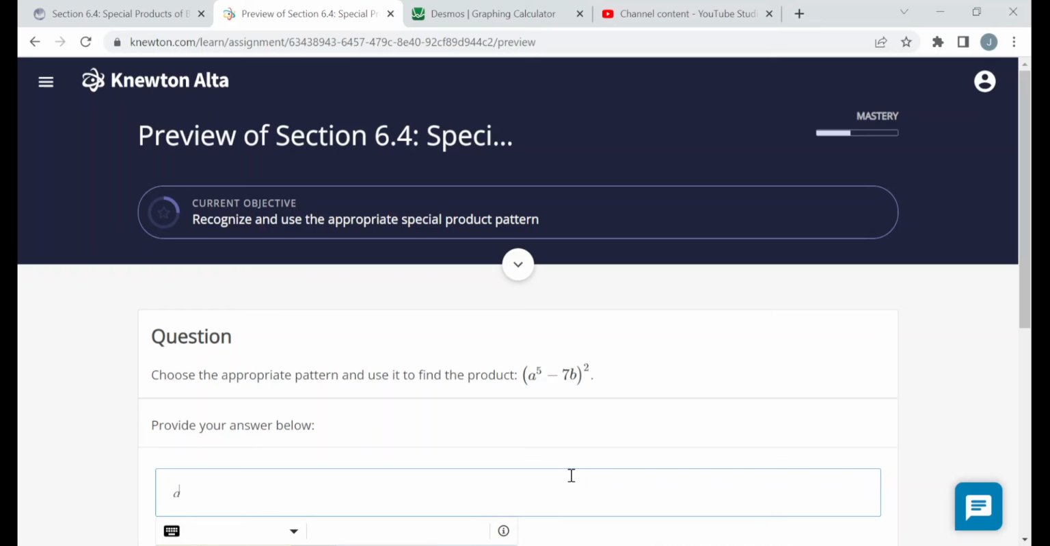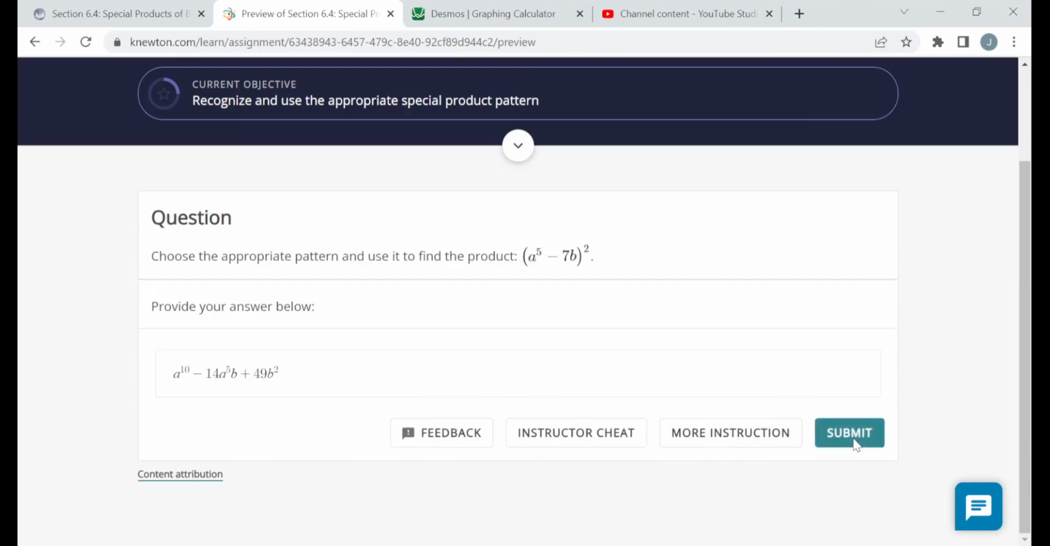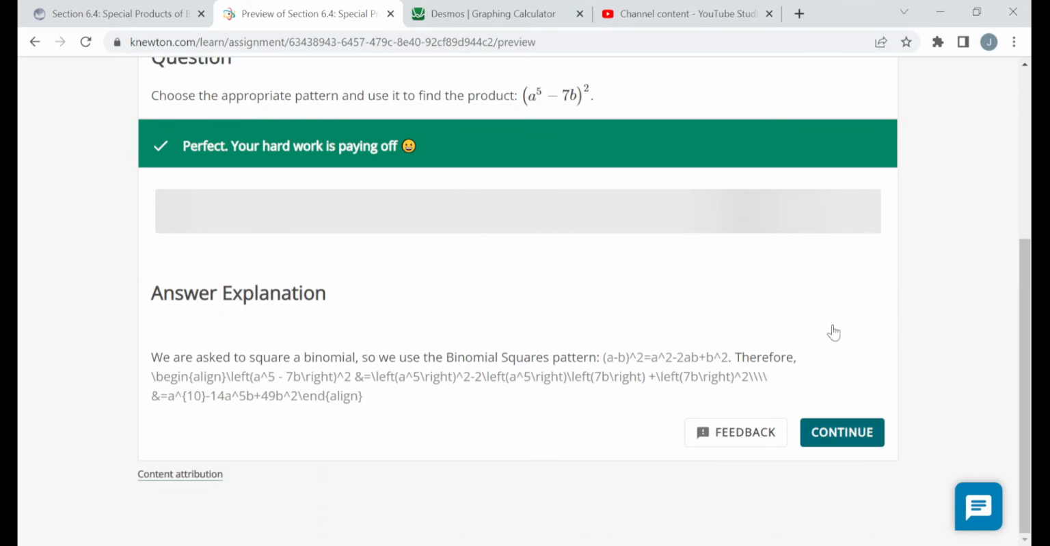So a to the 10th power minus 14 a to the 5th b plus 49b squared. Great.